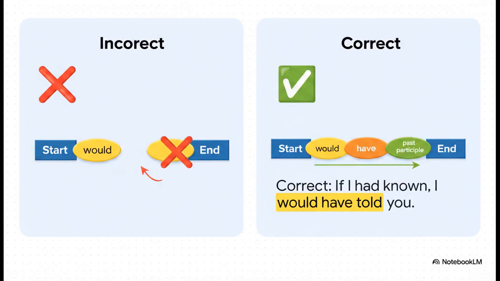This one is so easy to do when you're speaking fast. People just drop the "have." But in the third conditional, that result clause needs all three of its team members. Would, have, and then the past participle. So it's always, "I would have told you."